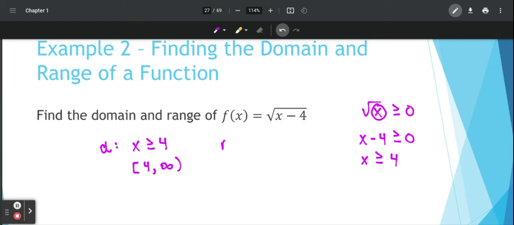Now the range, if we think about plugging values in, if our lowest number is 4 and we plugged a 4 in for x, we would get 0 for y. And then if we plugged a 5 in for x, so if we kept plugging bigger numbers in, our y values would keep getting bigger. So in this case, our range, we would say, goes from 0 to infinity.